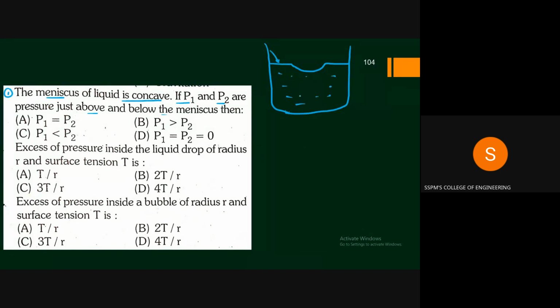Okay, so consider the pressure just above the meniscus, if the meniscus is concave. This is the concave meniscus. Let us assume this pressure as P1 and this pressure is P2. So the pressure above the concave meniscus, P1, is always greater than the pressure below the meniscus. So P1 is greater than P2. Okay, so the correct option here is option B.